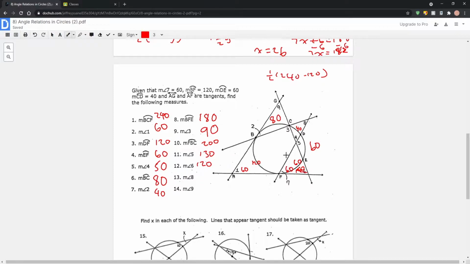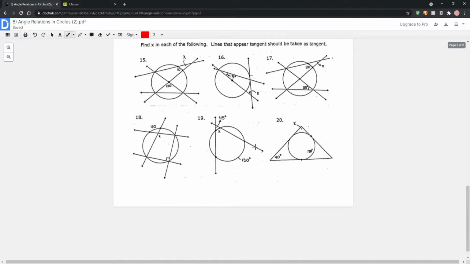So measure of angle 8. This is the same theorem as we used in the last problem. That's going to be 120 minus 40, 80 divided by 2, 40. So measure of angle 9 now. Measure of 9 is going to be the same thing as the previous two. 60 plus 120, 180 minus 80, 100, and then divided by 2 is 50. So that's it for that big problem.